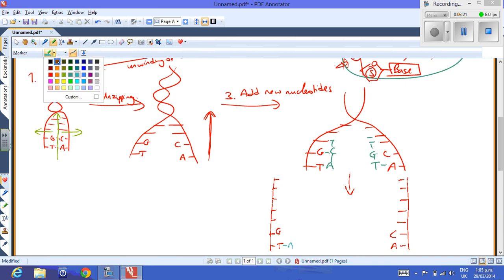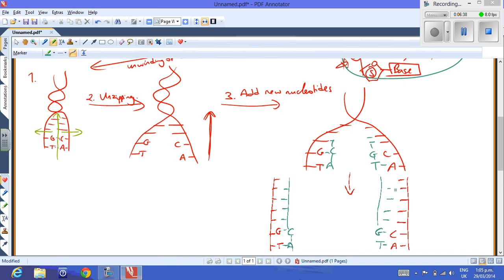So get the correct green for that. This green right here was A, C, and up the length of the molecule. That ends up being in green. And then we have the same sort of situation on the other side, T with A, G with C, and then the molecule continues up the length right there.